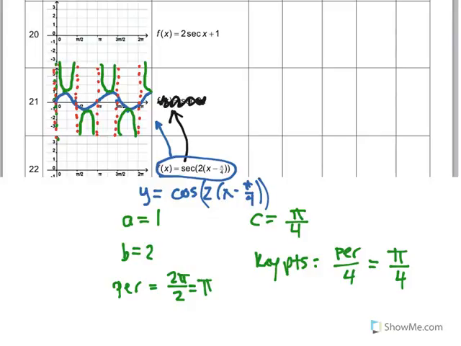And that's how we're going to graph secant. And cosecant's really the same way. You just graph sine and then make your... I just treat this as one extra transformation.